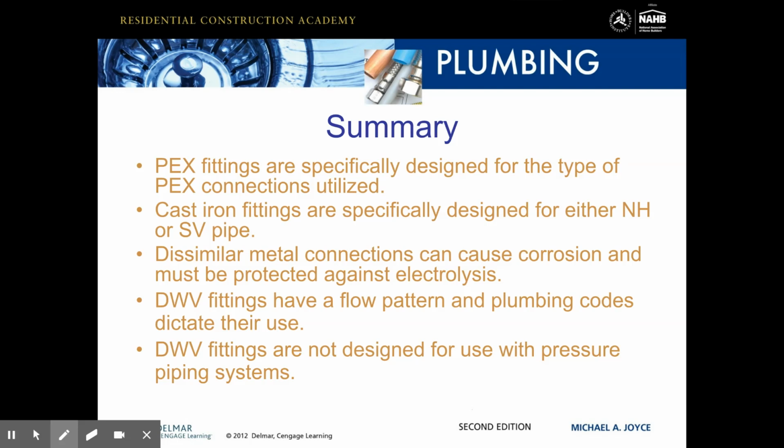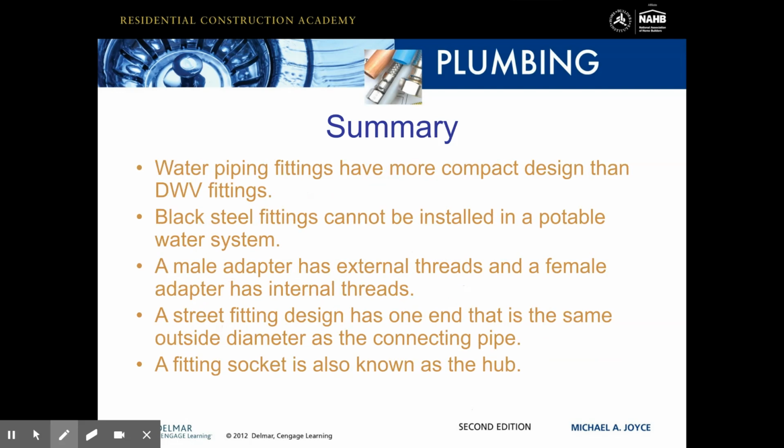Drain waste vent fittings have a flow pattern and plumbing codes that dictate their use. DWV fittings are not designed for use with pressure piping systems. Water piping fittings have more compact design than DWV fittings. Black steel fittings cannot be installed in a potable water system. A male adapter has external threads and a female adapter has internal threads. A street fitting design has one end that is the same outside diameter as the connecting pipe. A fitting socket is also known as the hub.